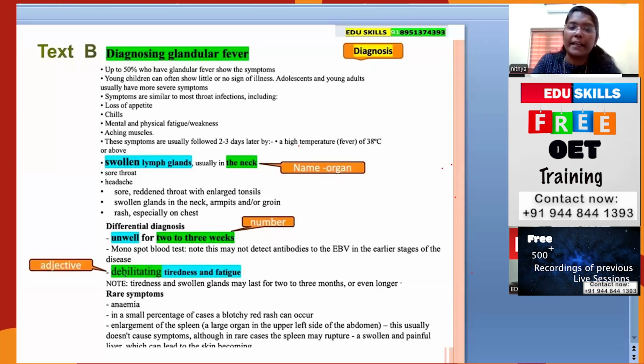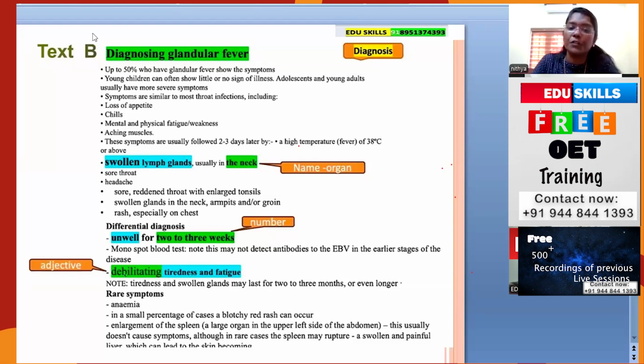We can see diagnosis, glandular fever. Please underline that. Then the body part, that is the neck. You have to underline that also, it is the name of an organ. Then swollen lymph glands. Lymph glands is the organ, swollen is the adjective, so underline that also. If you missed these things, underline them. Then next, differential diagnosis, that is a subheading. If it is not underlined, you can underline differential diagnosis.